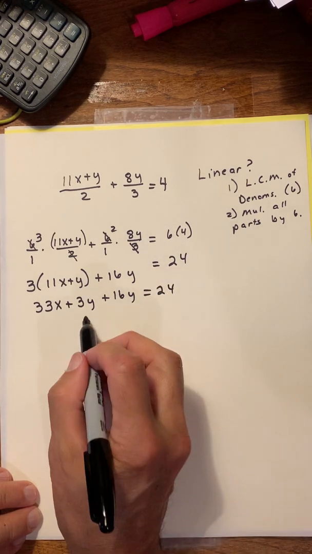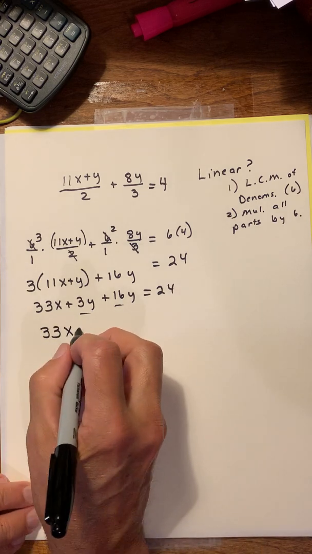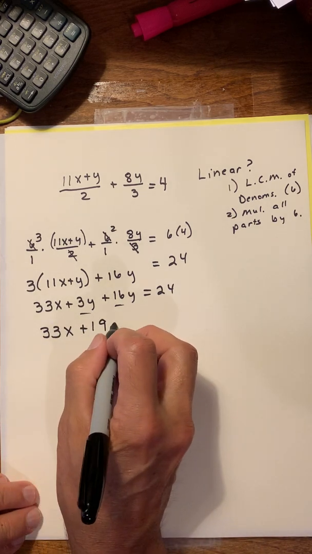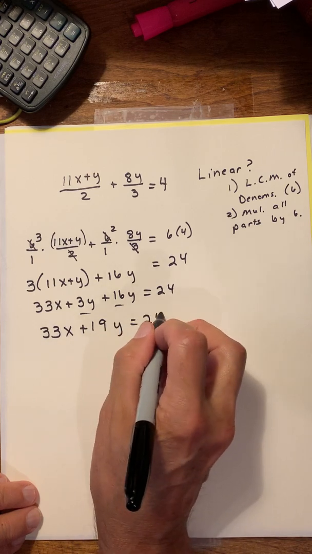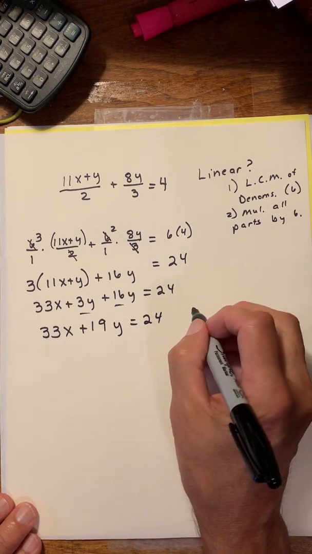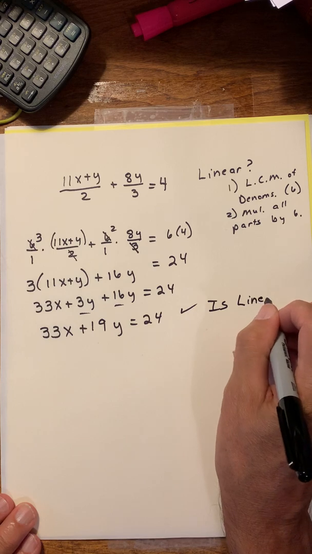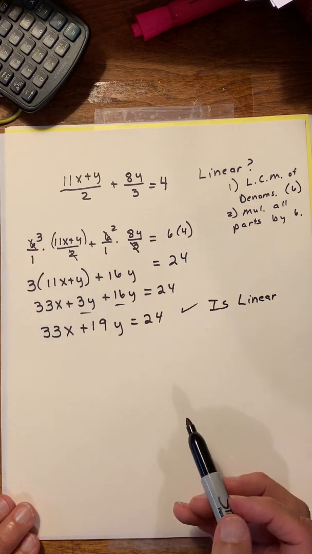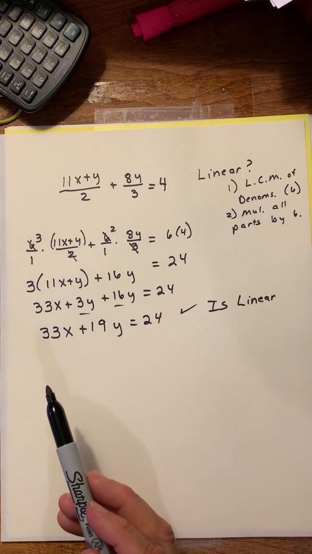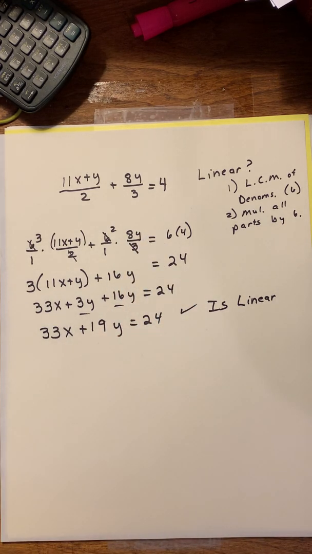Got me some like terms, some y's I can get together. Question, is it linear? Yeah, it's got x's, y's, and numbers. It is linear. And that's about the only challenging example you'll have to find if something is linear when it's given in fractional form. And I think you're going to be able to handle it after that. So good luck with your 3-2 assignment.